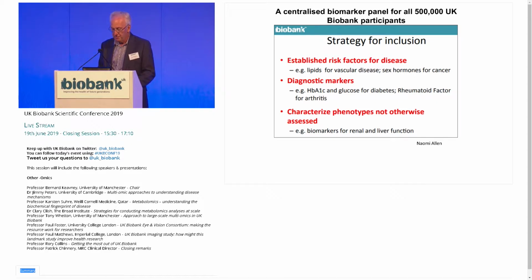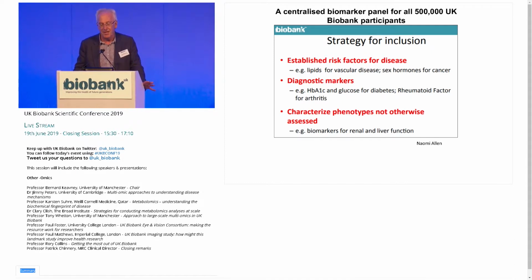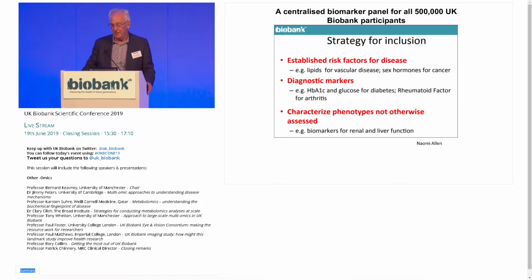Of course, UK Biobank's already considered the business of biomarkers in peripheral blood, and the centralized biomarker panel for all 500,000 UK Biobank participants has already been talked about today as well, and it was released about 2 months ago. And I took this slide from a Naomi Allen presentation. Essentially, the strategy for inclusion was established risk factors for disease, diagnostic markers. There's a protein there. Obviously, there's lipids, there's sex hormones.